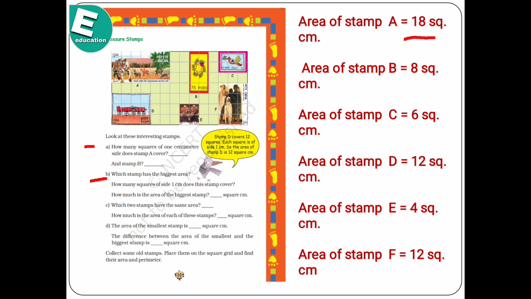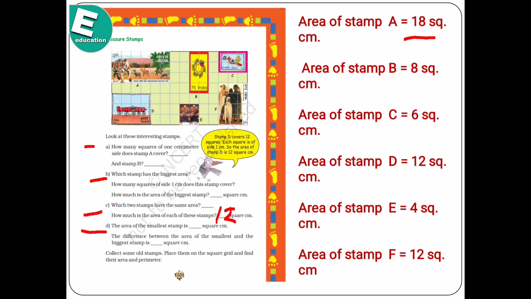Now third one. Which two stamps have the same area? Stamp D and stamp F have the same area. And how much is the area of each of these stamps? So here you can see stamp D and stamp F have 12 square centimeter. Now the last one. The area of the smallest stamp is 4 square centimeter.